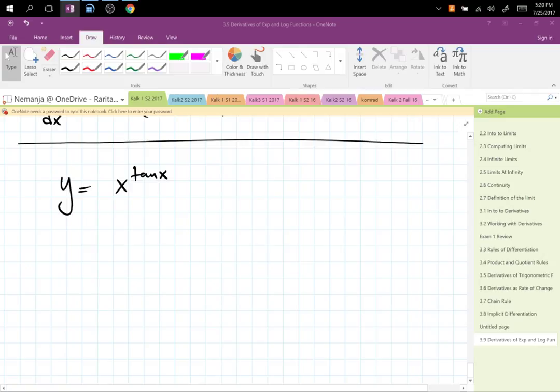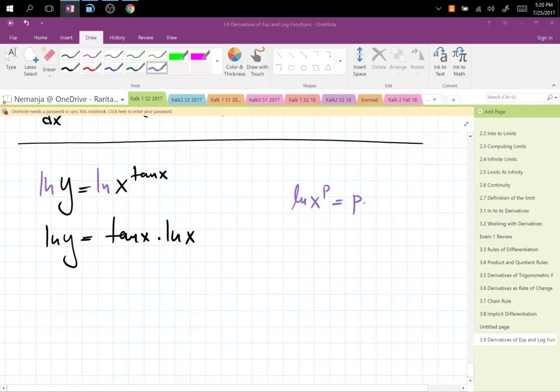So we're going to take ln of both sides and use the power rule to put the exponent down. The rule I used was ln of x to the p is p ln x. That was the rule. So the entire tangent x was p, and that drops down.